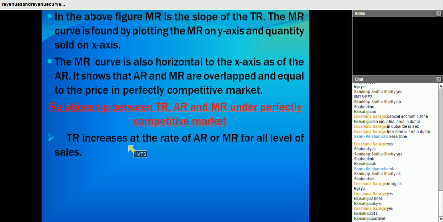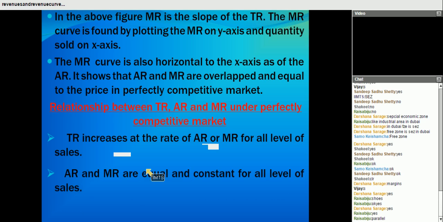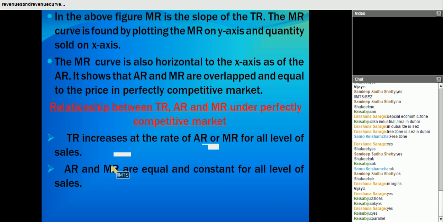Now what is the relationship between these three? Total revenue increases at the rate of average revenue or marginal revenue for all levels of sales. Yes, if the sale is going to go up, then definitely the marginal revenue and the total revenue both will increase. Average revenue and marginal revenue are equal and constant for all levels of sales, that we have seen. For every unit, this was 10 only. For 5 units, 6 units, 3 units, 2 units, every unit it was equal to 10.